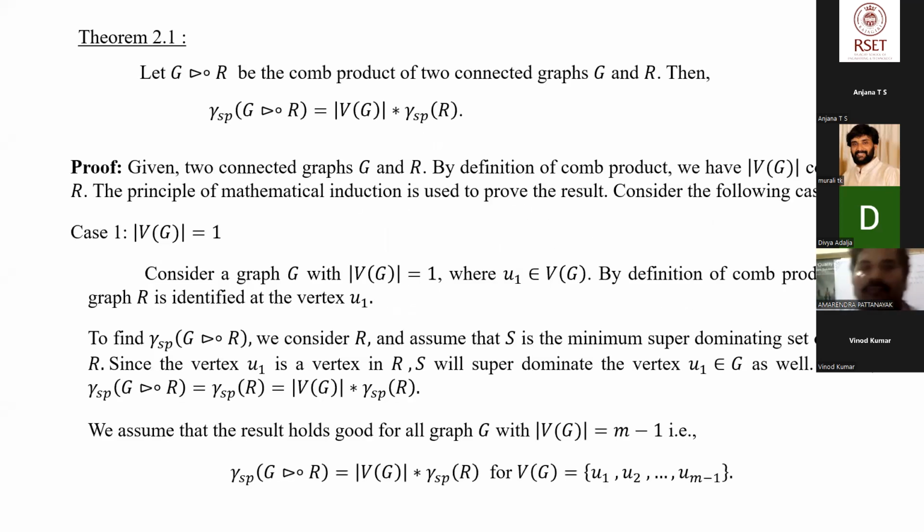Now let's look into the super domination number of comb products. Here are some results on super domination of comb products of graphs. The first result is that if G comb R is the comb product of two connected graphs, then the super domination number will be the cardinality |V(G)| times the super domination number of the second graph.